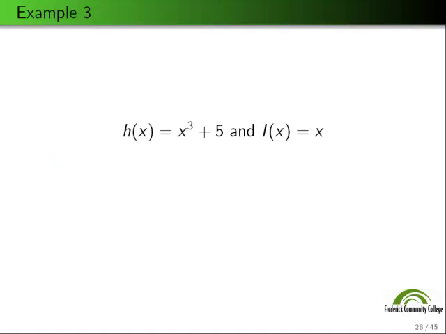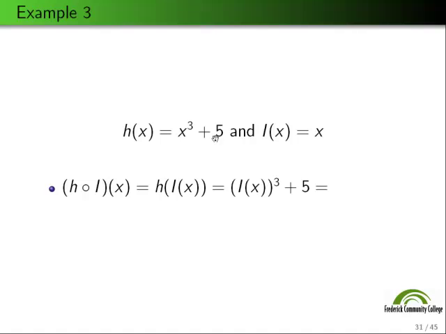Let's look at another example here. We have the function h of x equals x cubed plus 5, and we have the function I of x equals x. So if we want to compose these two functions, h composed with I of x, we'll be plugging I of x into h. h says whatever is inside of me, cube it and add 5. So it's going to be I of x cubed plus 5, but I of x is simply x. So we have x cubed plus 5. Notice that it didn't change: we did h composed with I, and we got the same output as h of x, x cubed plus 5.